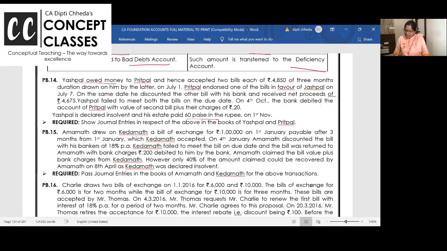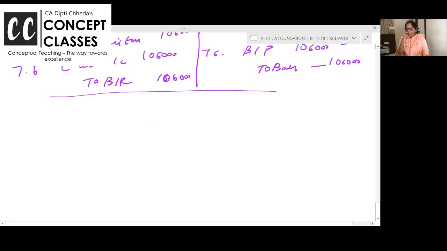Pass the journal entries in the books. In these kinds of cases, more entries will come in the books of the drawer, because I will discount it, I will endorse it and all. That time, there is no entry in the books of the drawee. The drawee will accept the bill, it is cancelled and he makes the part payment. Only 3 entries will come in the books of the drawee. So write journal entries in both the books, drawee and drawer. Yashpal is drawee and Pritpal is drawer. So first we will make the entry in the books of Pritpal. Jaspal has endorsed, it is not asked for his books, we will not do it.